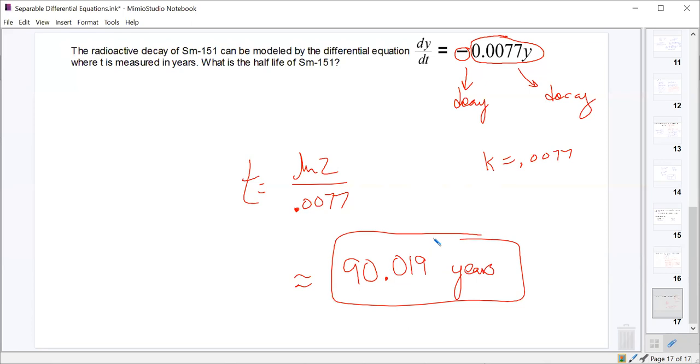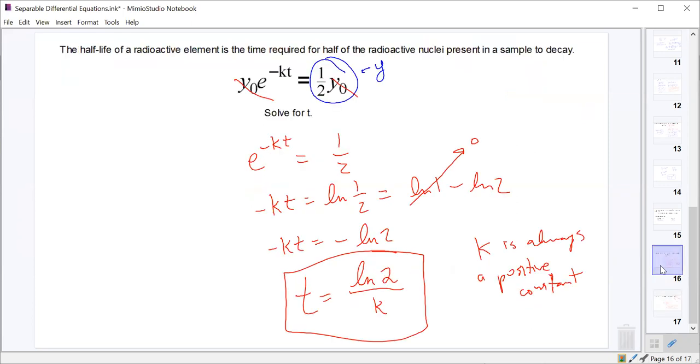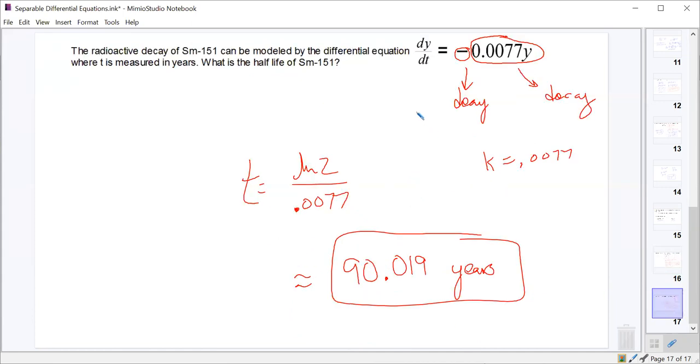Any questions on any of the stuff that we've done today? Wait, how did you get t again? t was the natural log of 2 over k from the slide we just did before it. Oh, okay. I see. Right, this was the half-life, and that's what this was asking us for.